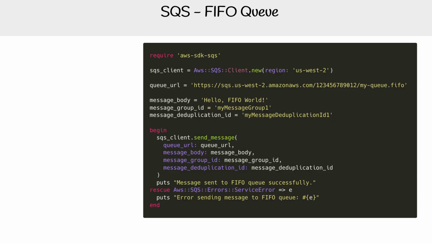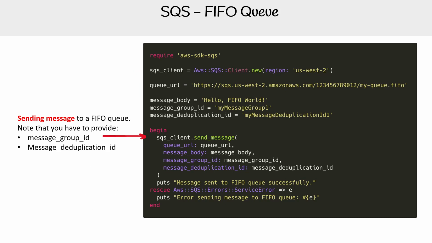So here's an example. As you can see, we're sending a message to the FIFO queue, but there are a few little differences. Let me get my pen here to show you. The first is we're setting a deduplication ID here. Notice we can just set it to whatever we want. We have a message group ID as well. So those are the two key differences when you are sending messages.